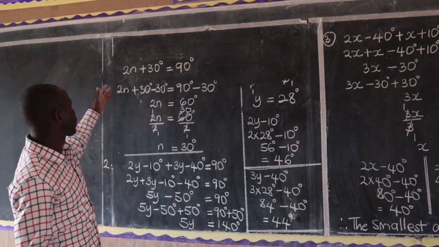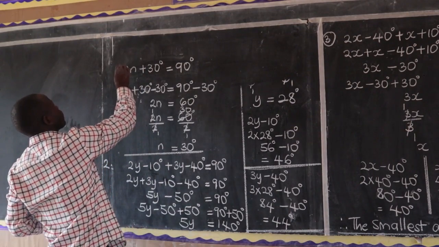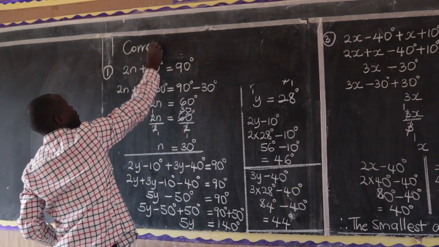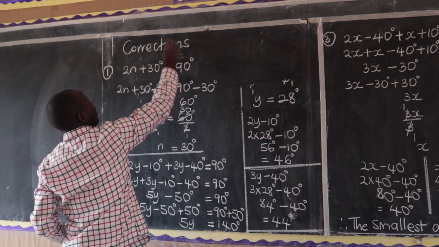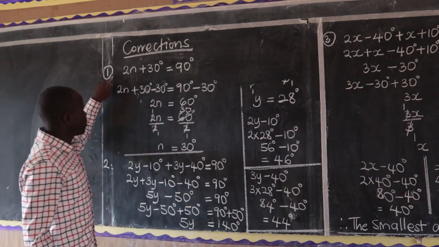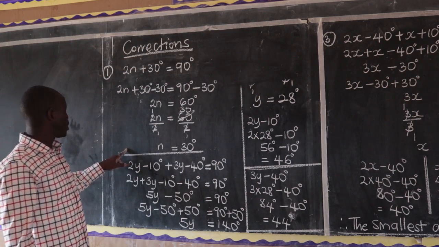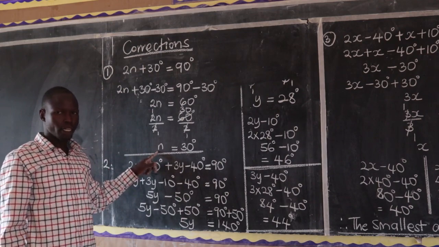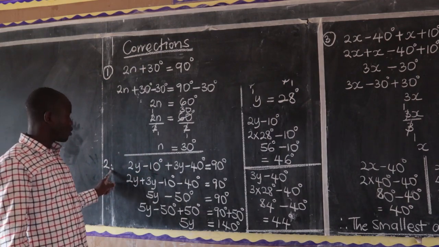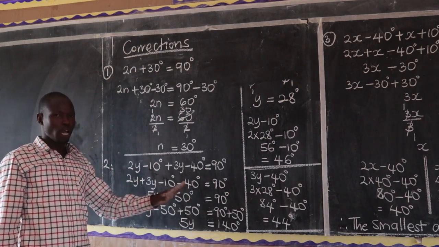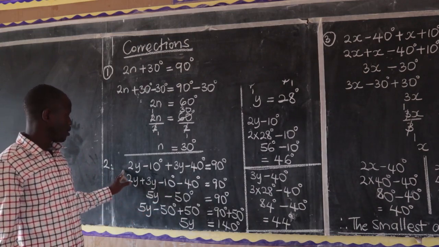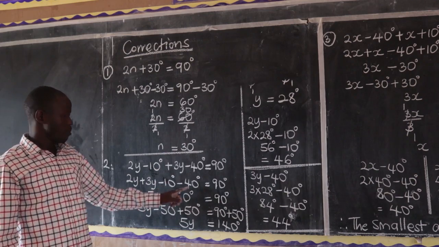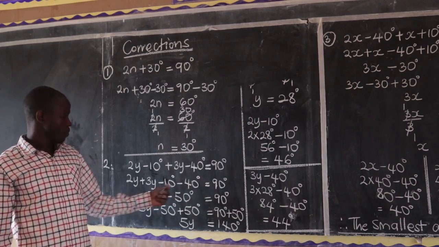Here we have our corrections for our previous activity. This is the correction for activity question number 1. You should have come up with n equals 30 degrees. And then number 2, formulating the equation as we were supposed to form it gives you this equation. Compare with yours there. And my main area of emphasis is here.